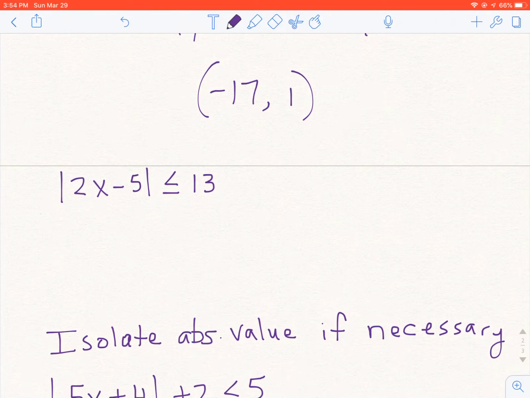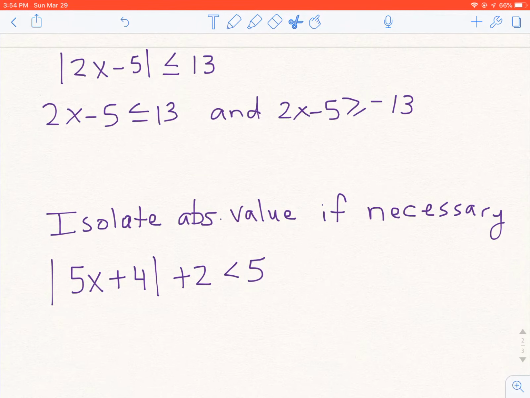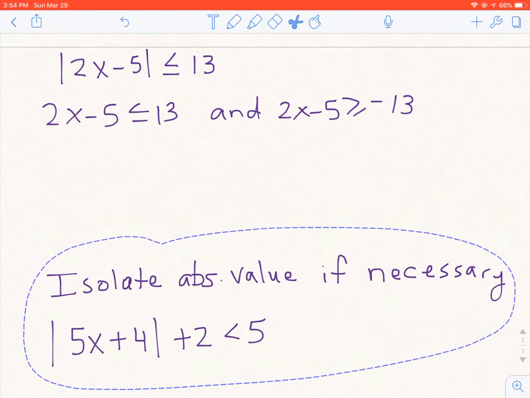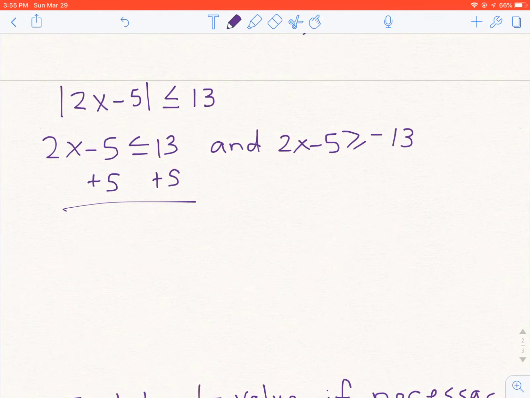I'm going to give myself room here. So this is 2x minus 5 is less than or equal to 13, and 2x minus 5 is greater than or equal to -13. Holy cow. Gotta move this next one down because it's in the way. The beauty of an iPad. Okay, so now I add 5 to both sides here. Notice I didn't change anything on the inside of that absolute value. I never change anything on the inside of the absolute value. I always just change what it's less than or greater than or equal to, just the outside.